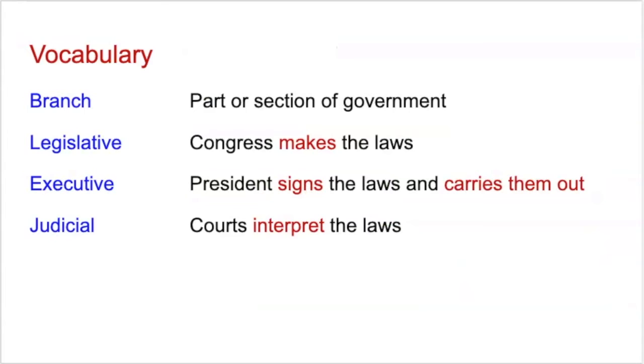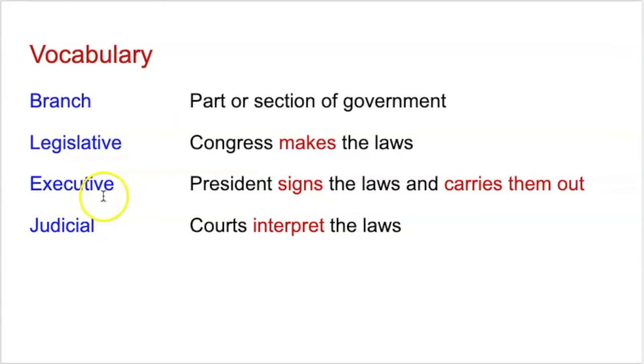A little bit of vocabulary to understand this concept a little bit more. A branch is a part or a section of government. Legislative is the Congress, and they are the ones who make the laws. Okay, so your senators and your House of Representatives, and we're going to get into that in a little bit, but basically the Congress makes the laws, and that is the legislative branch.